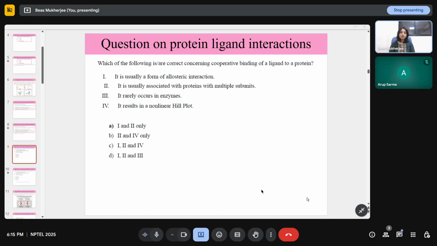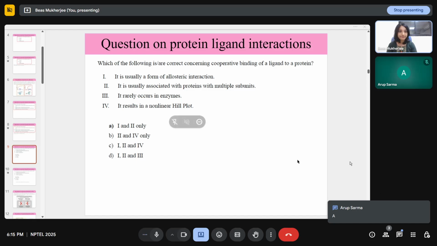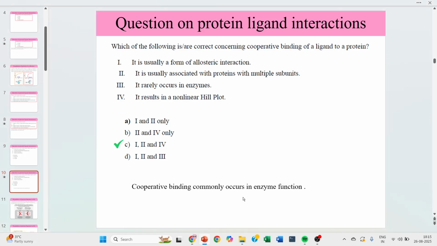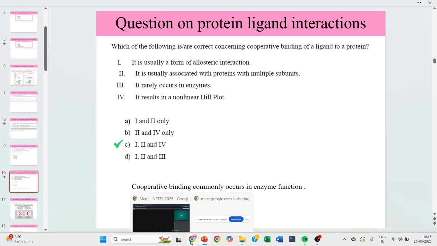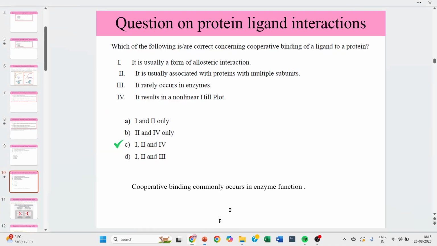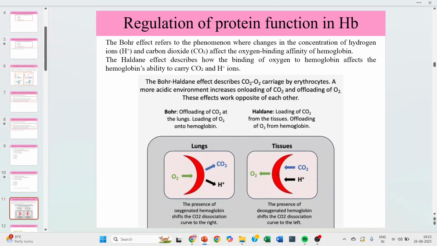So let's see which of these are correct. So you're saying that it is A, 1 and 2. Okay, let's see. Okay, so C is actually the correct answer. So 1, 2 and 3, all of these are correct. Okay, let's have a look at that.